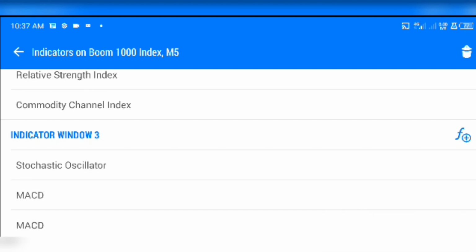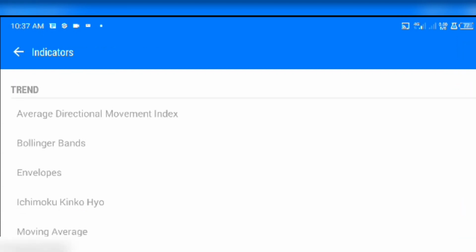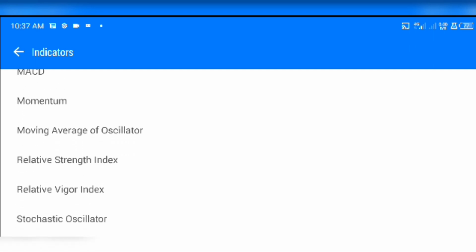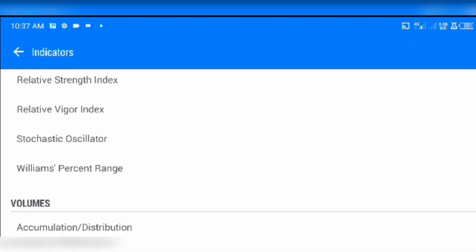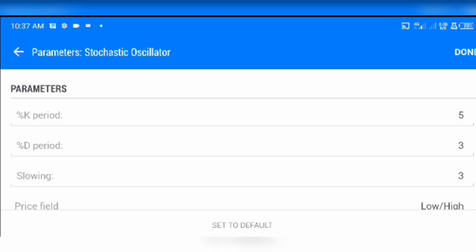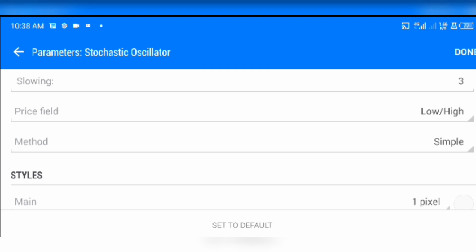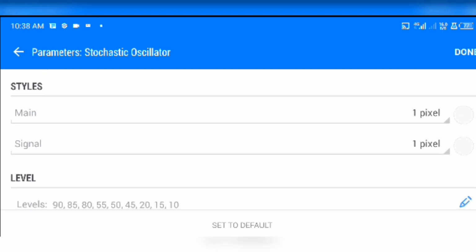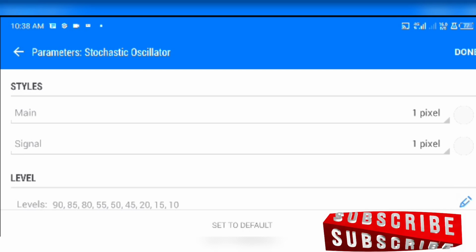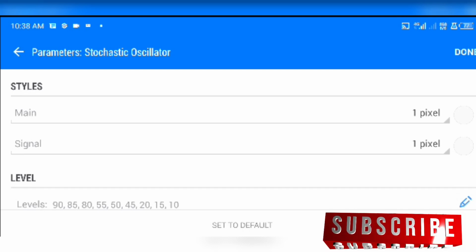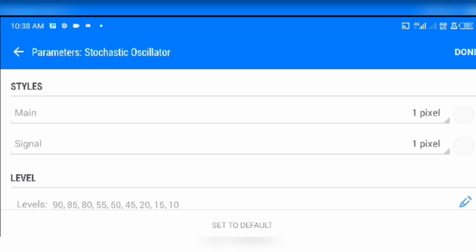Indicator windows 3. For you to get indicator windows 3, you click on your main charts and locate stochastic oscillator. The parameters for stochastic oscillator: K period 5, D period should be 3, slowing should be 3, price field should be low or high, method should be simple, band should be 1 pixel white. If you have a dark background, make it black. Signal should be 1 pixel white. We're done with that.